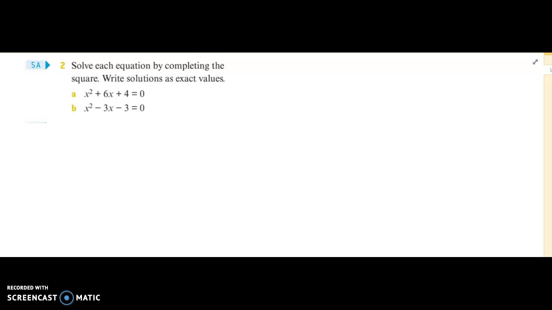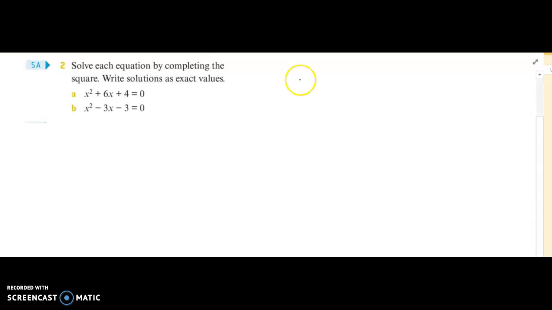Hi, Mr. Novak here. A student has asked me to help him with question 2 part B from his revision exercise. But first of all, I think I'll do part A just to demonstrate maybe a different strategy.